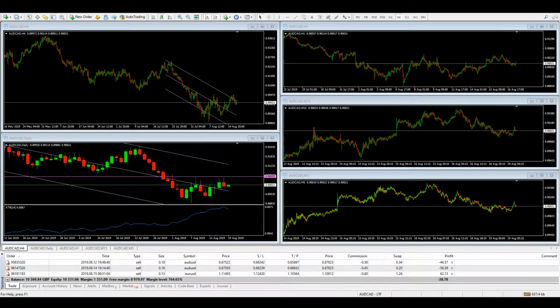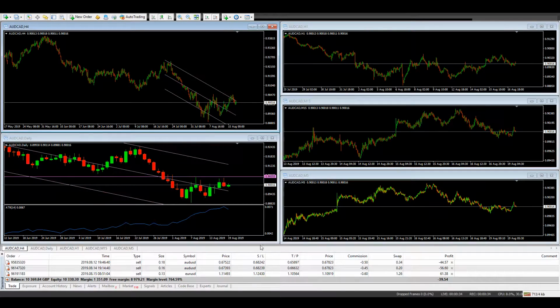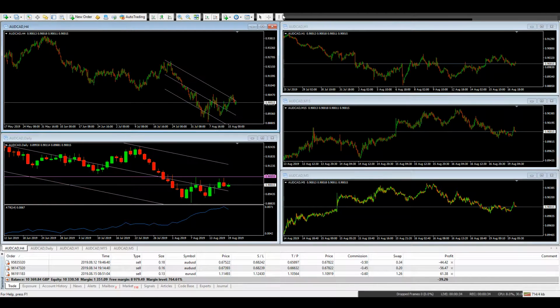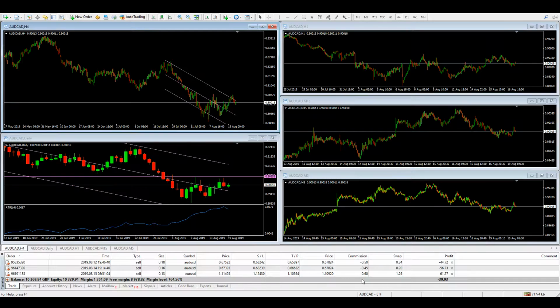It's about 6 a.m. here in the UK, and I'm going to do a slightly different format today. I'm going to go through the charts first of all, and then I'll go over the positions that I have open currently. So let's just kick off. Let me just see if I can get my charts up and working properly. There we go. Okay.